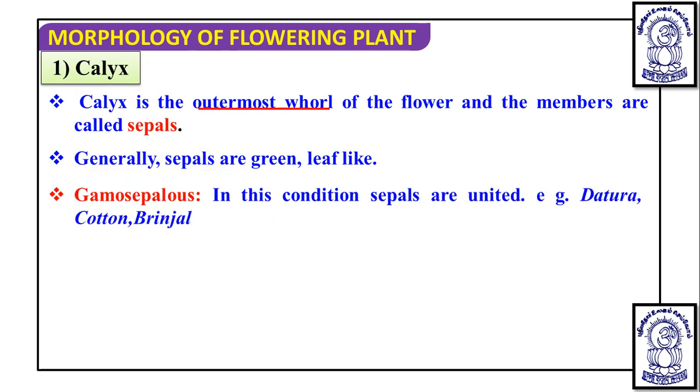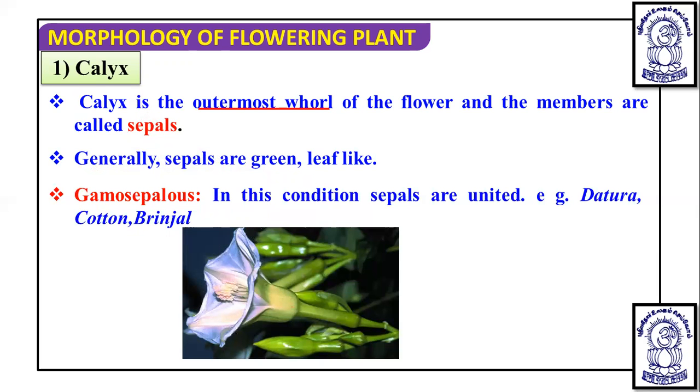Now, in some cases, these sepals are seen to be fused. Then the term used is gamosepalous, a condition in which the sepals are united or fused, and it can be seen in the case of datura, cotton, and brinjal. So you can see here the sepals are united. They are forming one common structure by fusion. Then it is a gamosepalous condition.